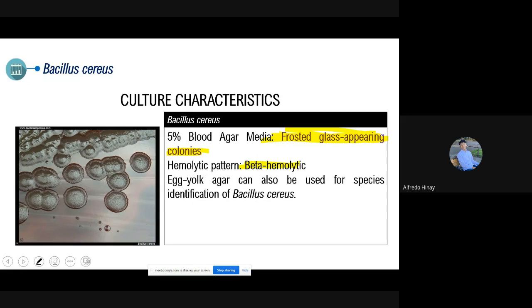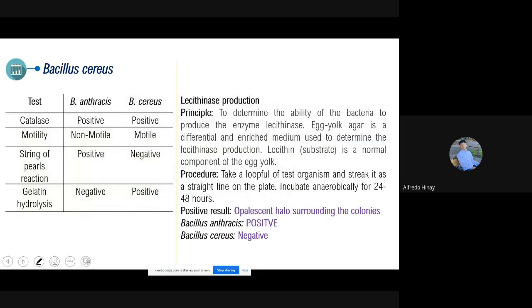Compared with Bacillus anthracis, ang daming kailangang culture media, mag-PLET ka pa, di ba? May egg yolk agar ka pa, may blood agar media ka pa. Pag culture characteristic na Bacillus cereus, pwede na ang 5% blood agar media para sa identification mo. So to differentiate your Bacillus anthracis from your cereus, class, you can use the following tests.